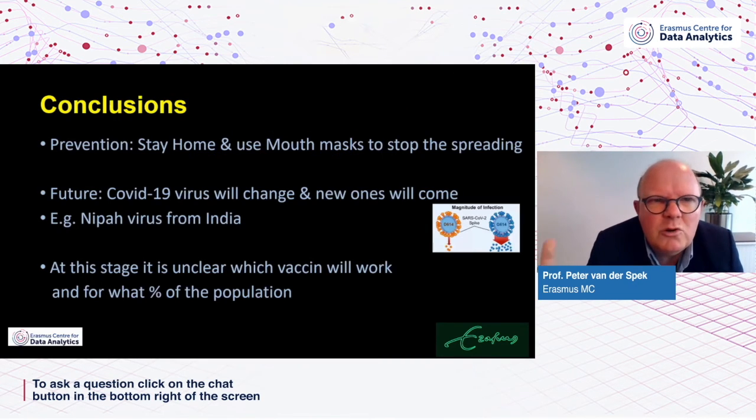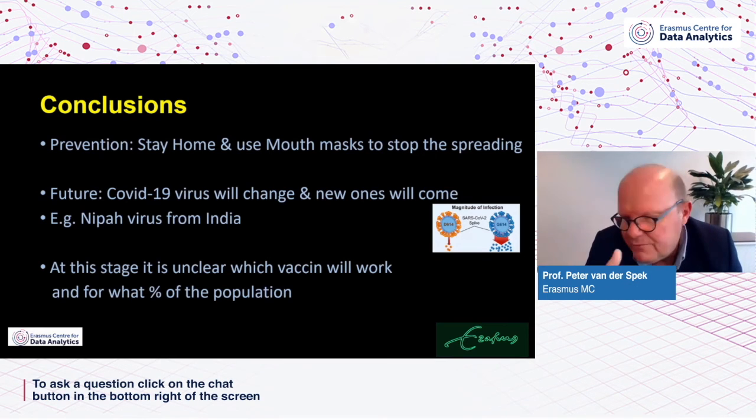So what can we conclude from this? If there are these severe outbreaks, stay home, use mouth masks to stop spreading, and basically don't touch each other, keep a distance of 1.5 meters, etc.